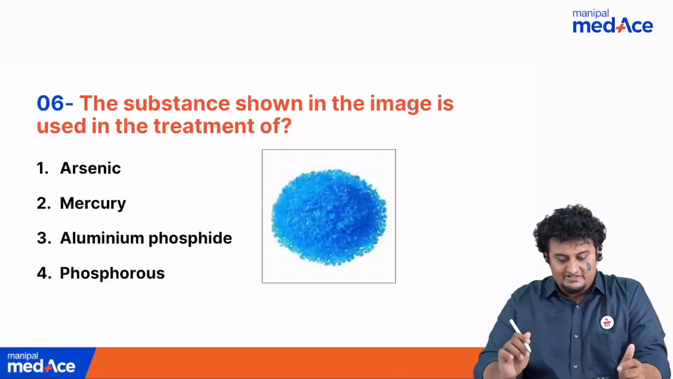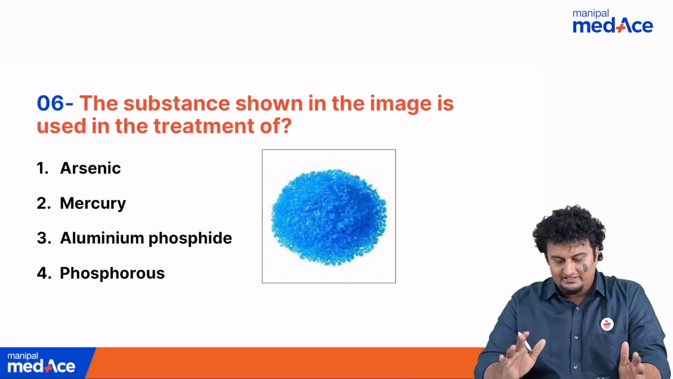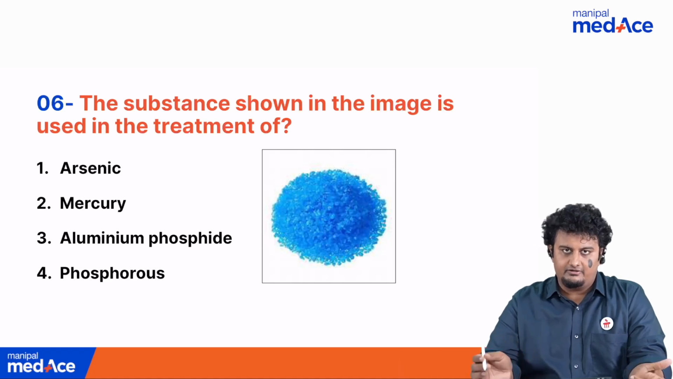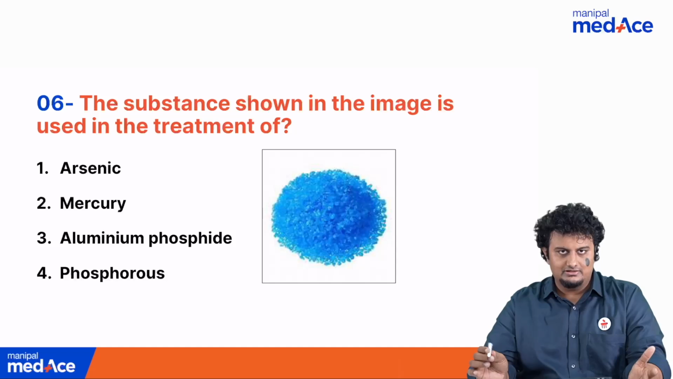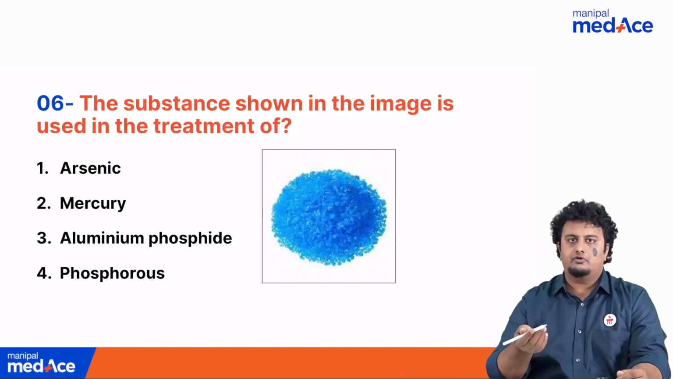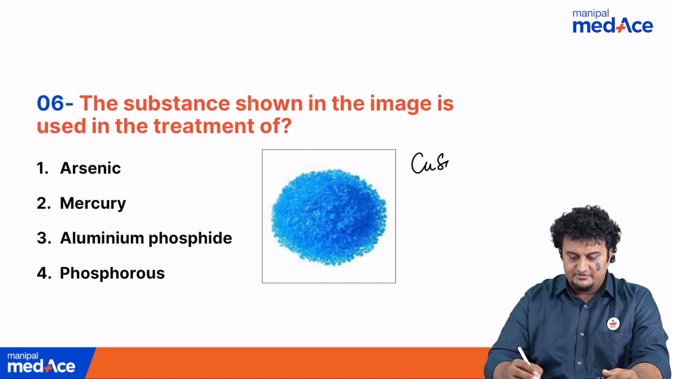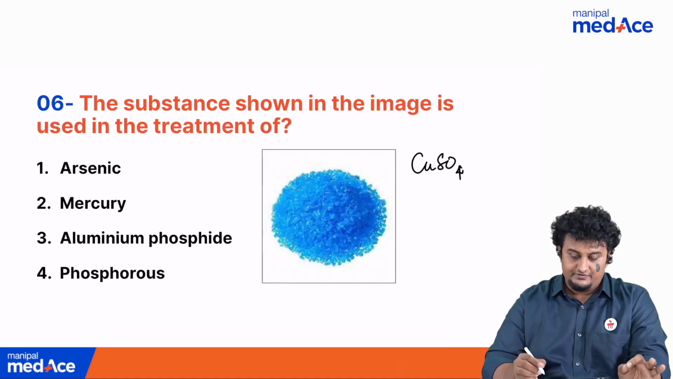Now, question number 6. Many students had a problem with this, and I too have a problem with this, and I'll explain why. Let's go through the question first. The substance shown in the image is used in the treatment of, right? And what they've given is these blue powders or blue crystals. Now, if you work in forensic medicine, you know what they're asking. They're basically talking about copper sulfate. Okay, they're talking about copper sulfate crystals. That is the first thing.